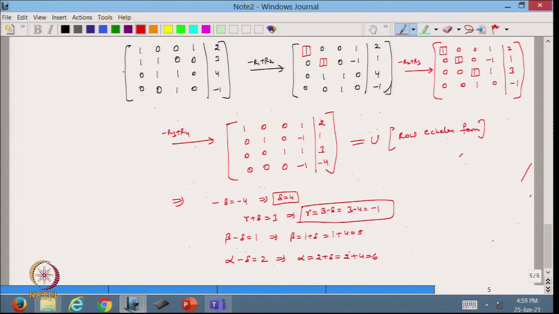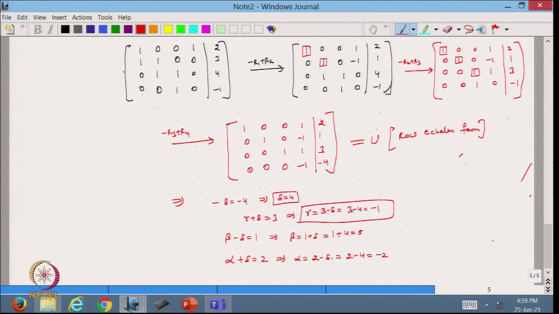So delta is coming 4, gamma is coming minus 1, beta is coming 5, and alpha, I think, is equal to 2 minus delta. So it is 2 minus 4, it is minus 2.